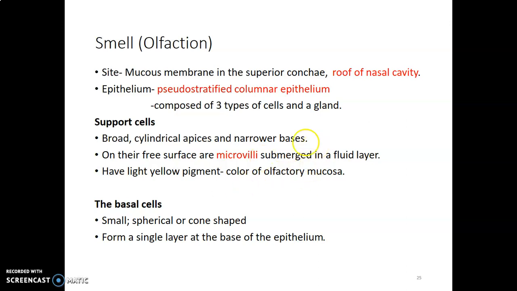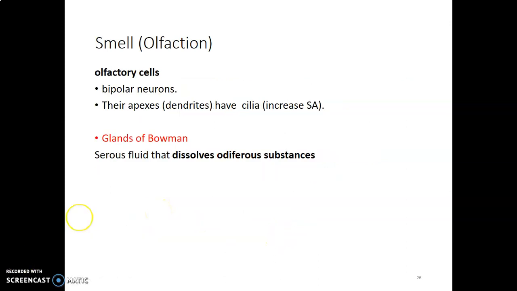So you have two projections of cilia that will help to increase the surface area for perception. Those are the three types of cells in the olfactory epithelium: sustentacular support cells, basal and olfactory cells, which are the receptor cell. Here we have Bowman's gland.